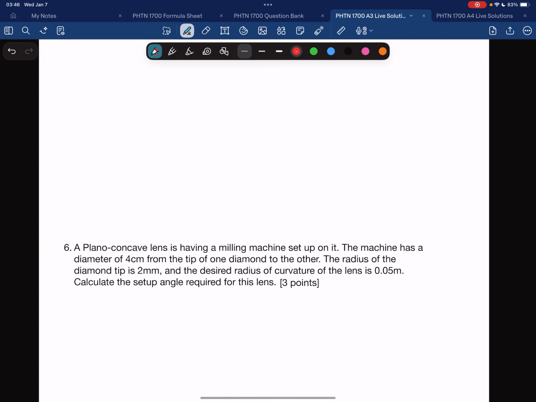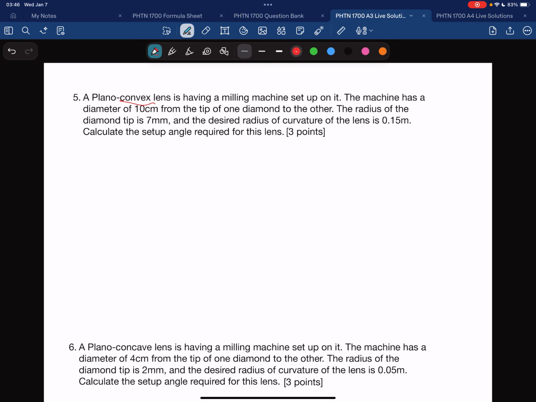A plano convex lens is having a milling machine set up on it. The machine has a diameter of 10 centimeters or 100 millimeters. The radius of the diamond tip is 7 millimeters, and the desired radius of curvature for the lens is 0.15 meters or 150 millimeters. Calculate the setup angle, alpha, required for this lens.